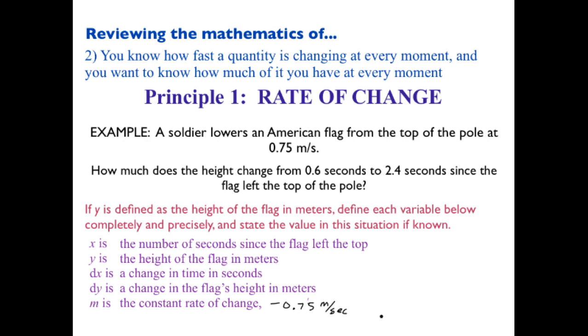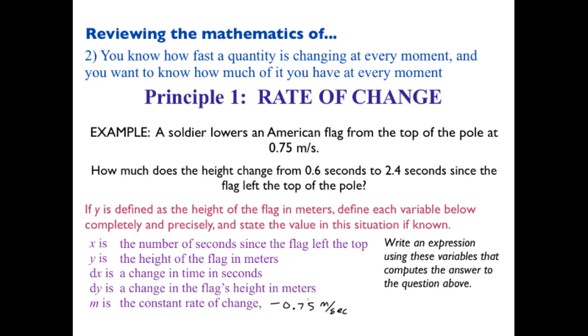So the context tells us the flag lowers at 0.75 meters per second. We define that height variable as height. Positive is upward, so if it's coming down, that constant rate is negative 0.75. Okay, so write an expression that's going to compute the change in height.